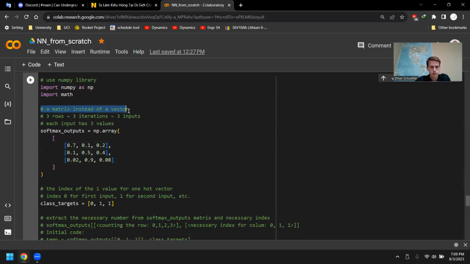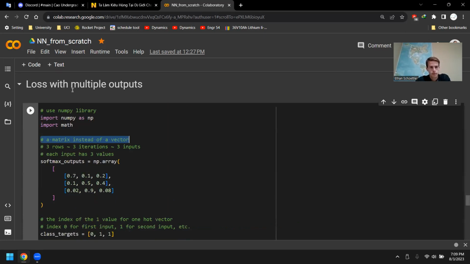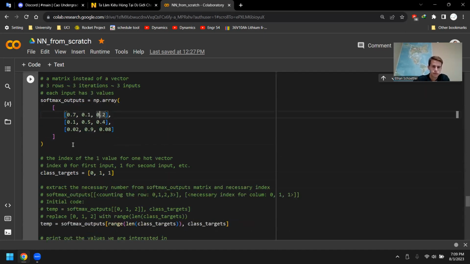So back to this loss with multiple outputs. Instead of one output, it's going to be a matrix instead of a single vector. There are three rows, so three iterations of the input being put into the neural network. This is the first input, this is the second input, this is the third input. Each input had three values, so the number of columns is the number of values in each input, or the number of initial neurons, if you think about it that way.